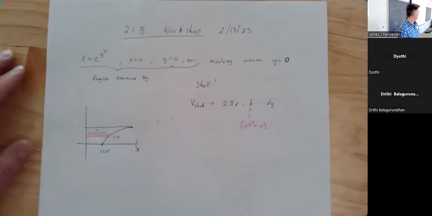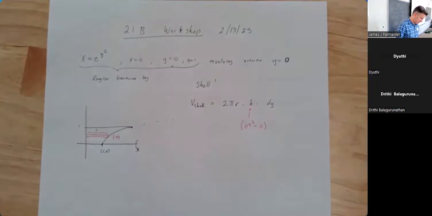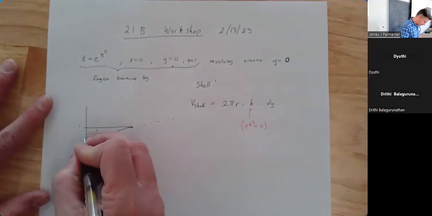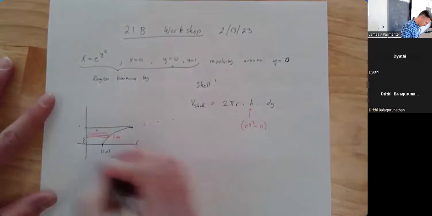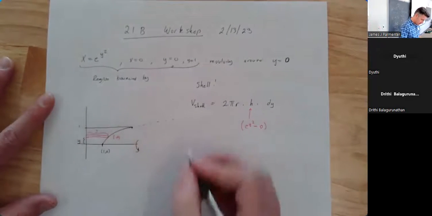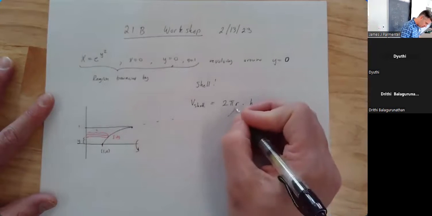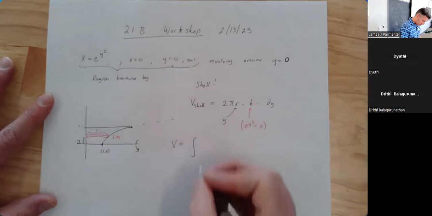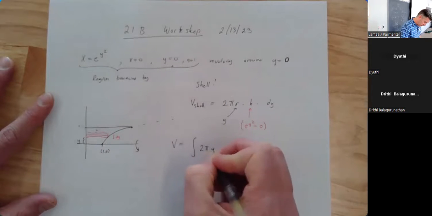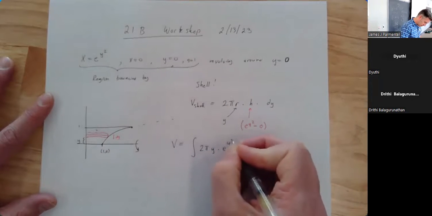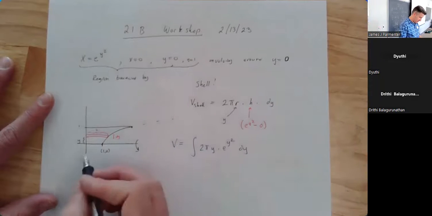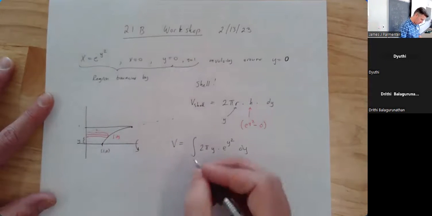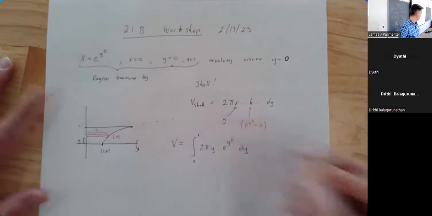And then the radius, oh, this is going to work out great. The radius is going to be what? How far is this strip from the axis of rotation? Y, indeed. So the total volume here is going to be the integral of 2 pi y times e to the y squared dy. And my limits of integration are going to be from as low as y equals 0 to as high as y equals 1.